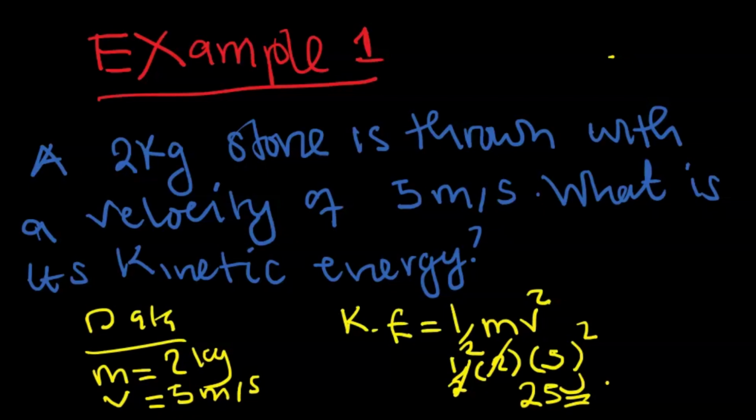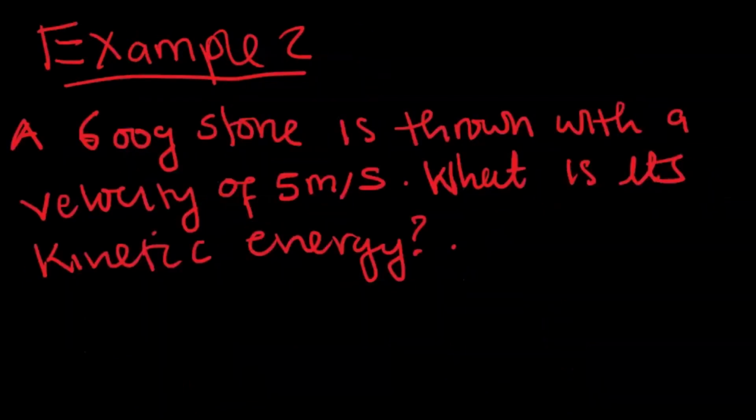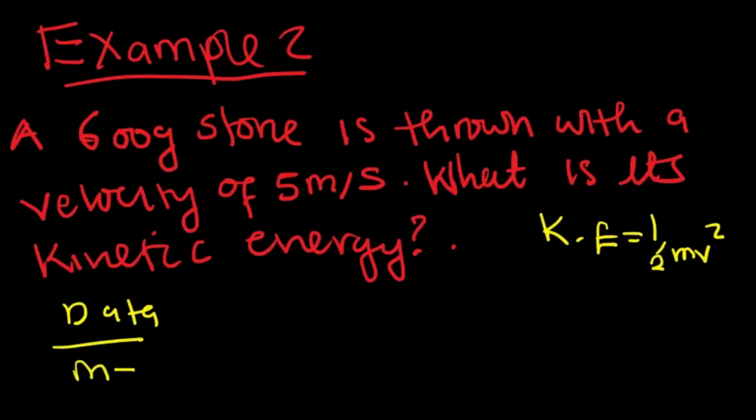Let us look at the second example. A 600 gram stone is thrown with a velocity of 5 meters per second. What is its kinetic energy? In finding kinetic energy, you know that KE is equal to half m v squared. So for us to calculate kinetic energy, we look at the data. We need the mass, which we have as 600 gram, and we also need the velocity, which we have as 5 meters per second.